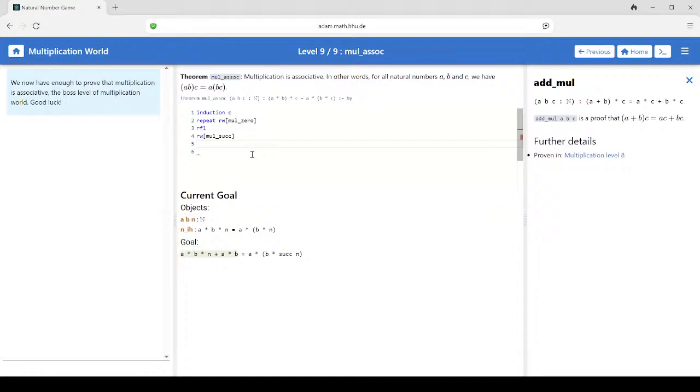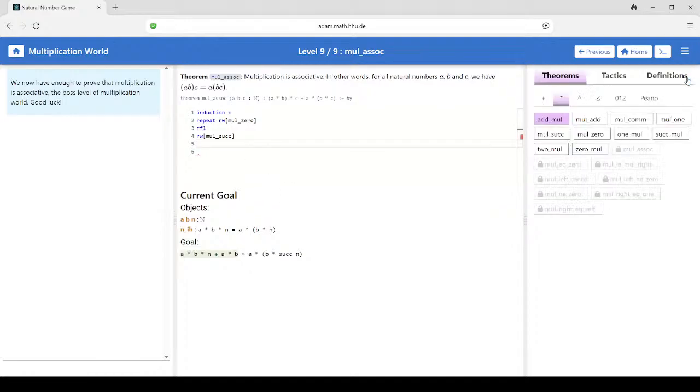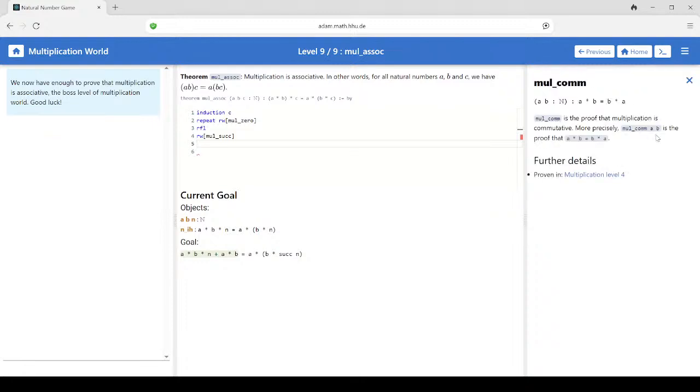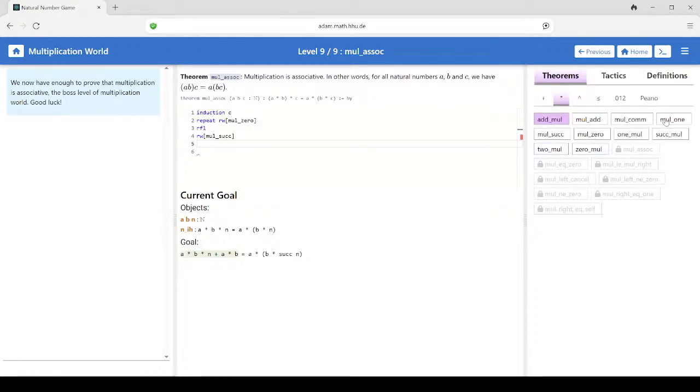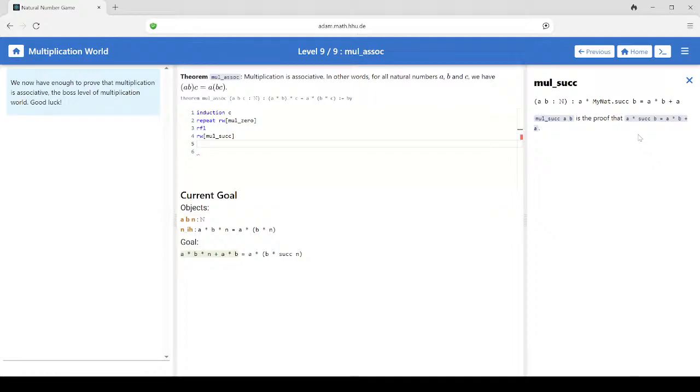What next? A times B equals B times A. I don't know if that helps us. That doesn't help. This is what we've already been trying to use.